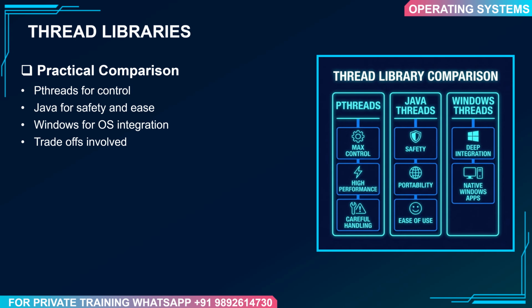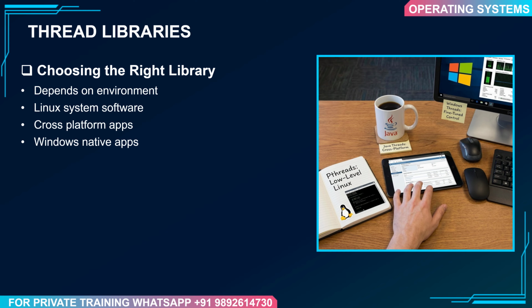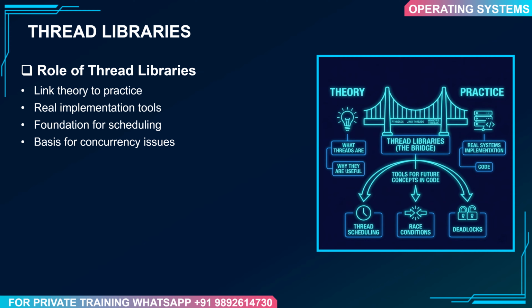If you are writing low-level system software on Linux, pthreads is a natural choice. If you are building a cross-platform enterprise application, Java threads make more sense. If you are developing a Windows-specific application that needs fine-tuned control, Windows threads are ideal. In the end, thread libraries are the bridge between theory and practice. You already understand what threads are and why they are useful. Thread libraries show you how those ideas are actually implemented in real systems.